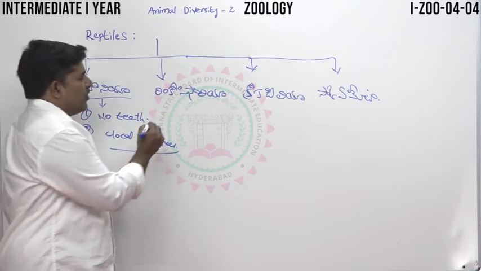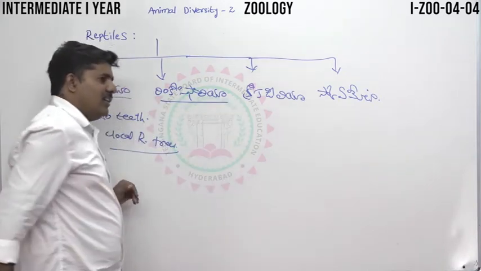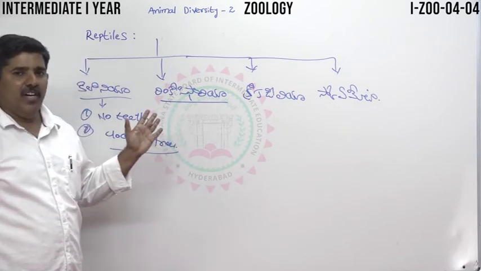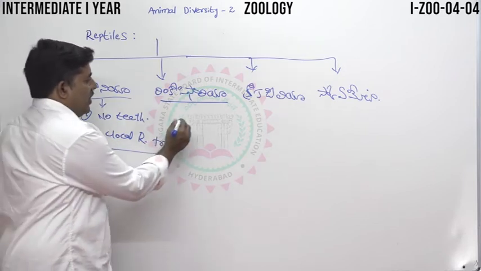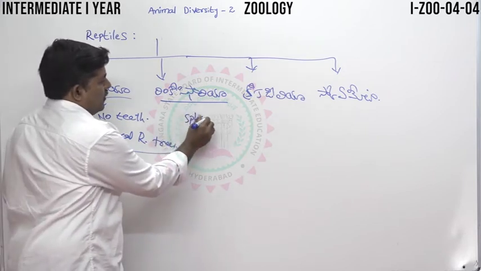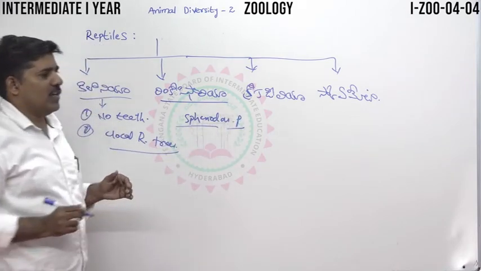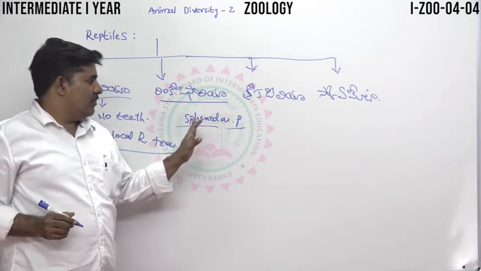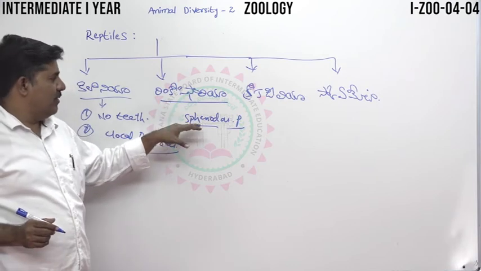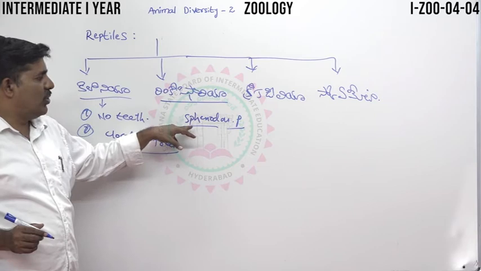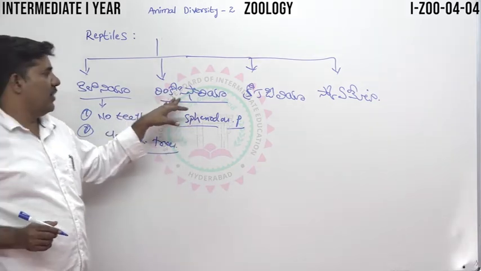Then Rhynchocephalia. Rhynchocephalia is another important subclass. In this area, there is Sphenodon punctatus. This is a very important species. This is called a living fossil. So Sphenodon punctatus, that is called Rhynchocephalia.